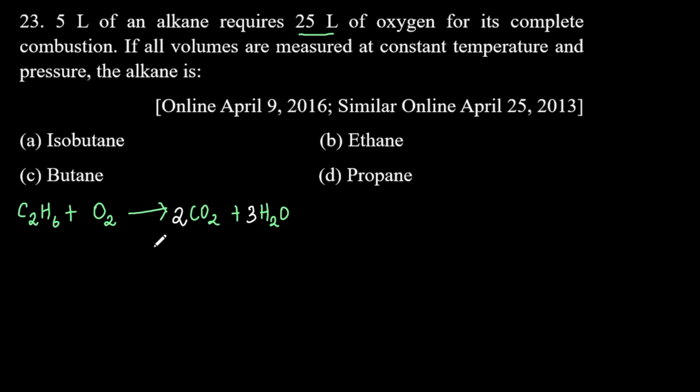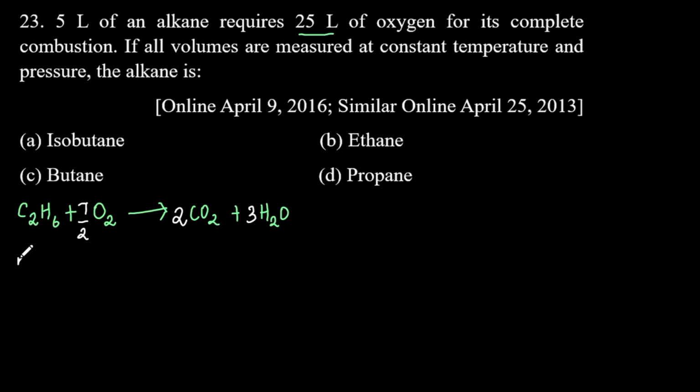And then you have to balance the number of oxygen atoms. If you count the number of oxygen atoms on the product side, 7 atoms are there: 4 in the CO2 molecules and 3 in the 3 H2O molecules. So totally 7 atoms are there on the product side. In the reactant, O2 has 2 atoms. So to balance this, you have to write 7 by 2. 7 by 2 of O2 will give 7 atoms. So from this, we are going to write the general equation of the combustion of alkane.